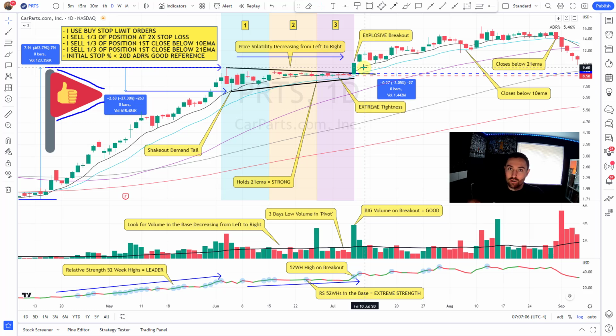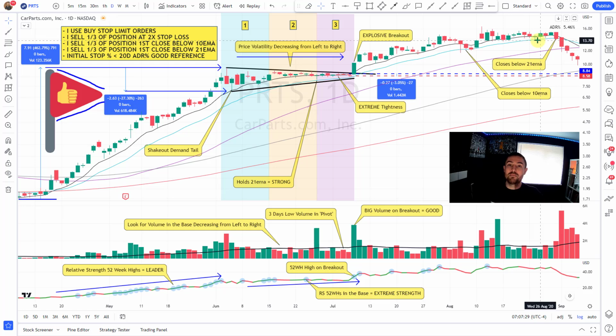Then I've got 2/3 left. We're doing a little bit of fractions, a little bit of maths here. So 1/3 I'm going to sell on the close below the 10 EMA, which is this black line here. Then the final third I'm going to keep until it closes below the 21 EMA, which is this blue line. Really simple. There's a few more nuances that I could go into in the trade management, but I don't want to go there in this video.